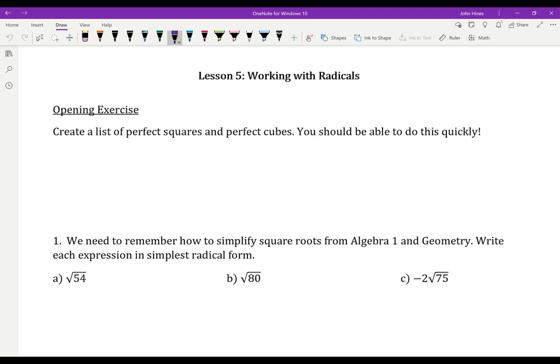All right, so lesson 5 here, we're going to switch gears from fractions and start working with radicals. So we're going to end up solving radical equations, but before we get to that, I kind of just want to do a mini lesson on simplifying radicals and making sure we know how to work with square roots, cube roots, and all these good things.